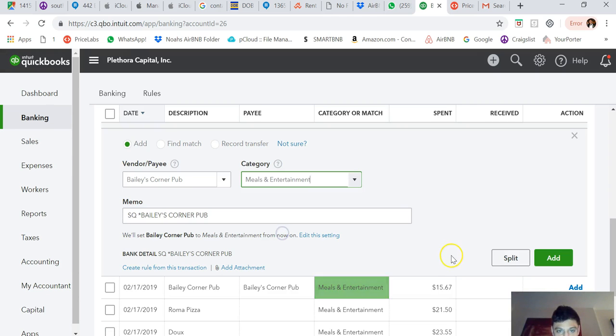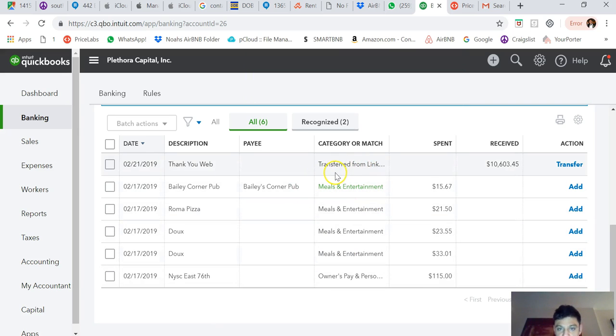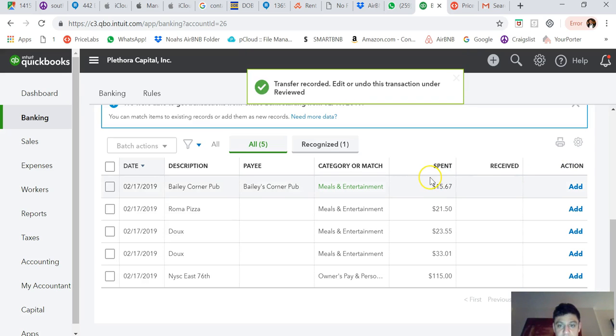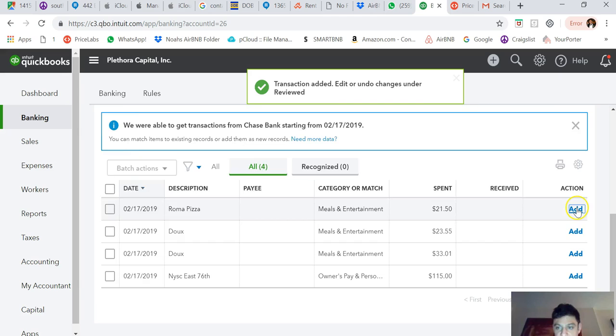We're going to have to go through certain other things. So this looks like a payment of a credit card. My bank account paid this card here. So this is a transfer because it's a linked account. And then these are all meals and entertainment. So if it's correct, put add.